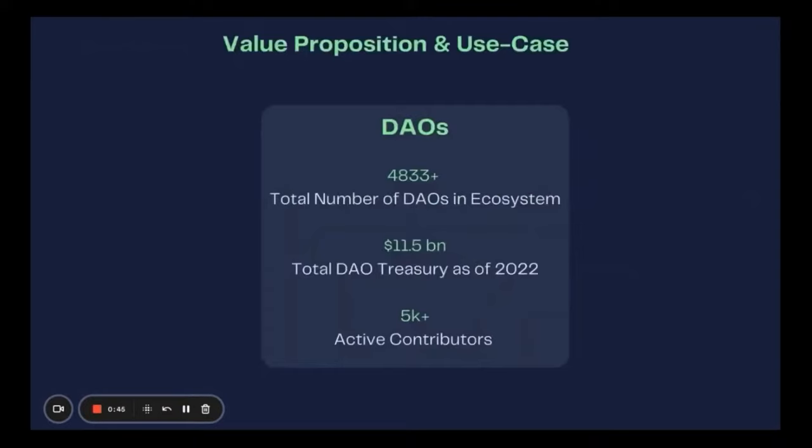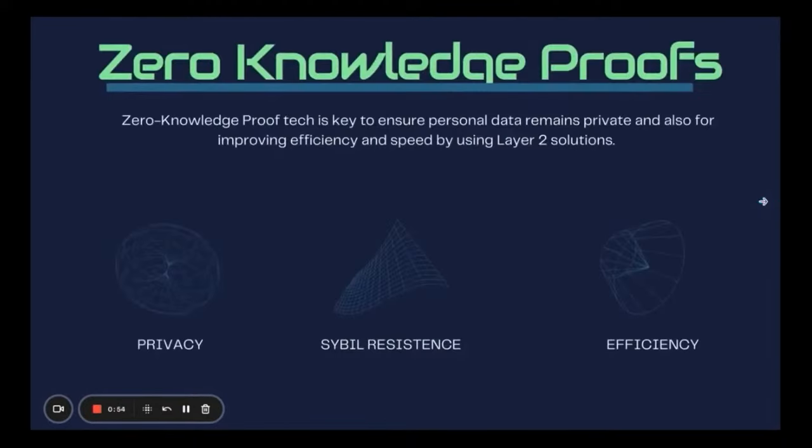We chose DAOs because there's an increasing number of DAOs in the ecosystem with a substantial amount of treasury, but very low active contributors. Zero knowledge proof tech is key to ensuring personal data remains private and also for improving efficiency and speed by using layer 2 solutions.